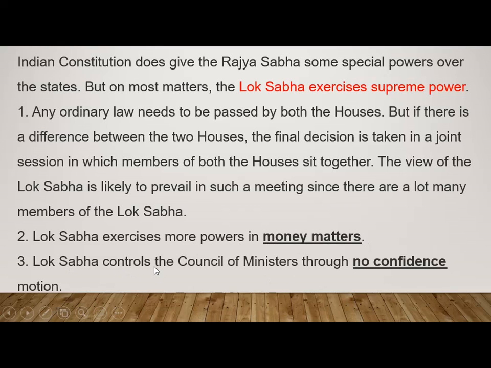Lok Sabha also controls the Council of Ministers through a no confidence motion, because if the no confidence motion is passed against the Council of Ministers, then the Prime Minister has to quit.